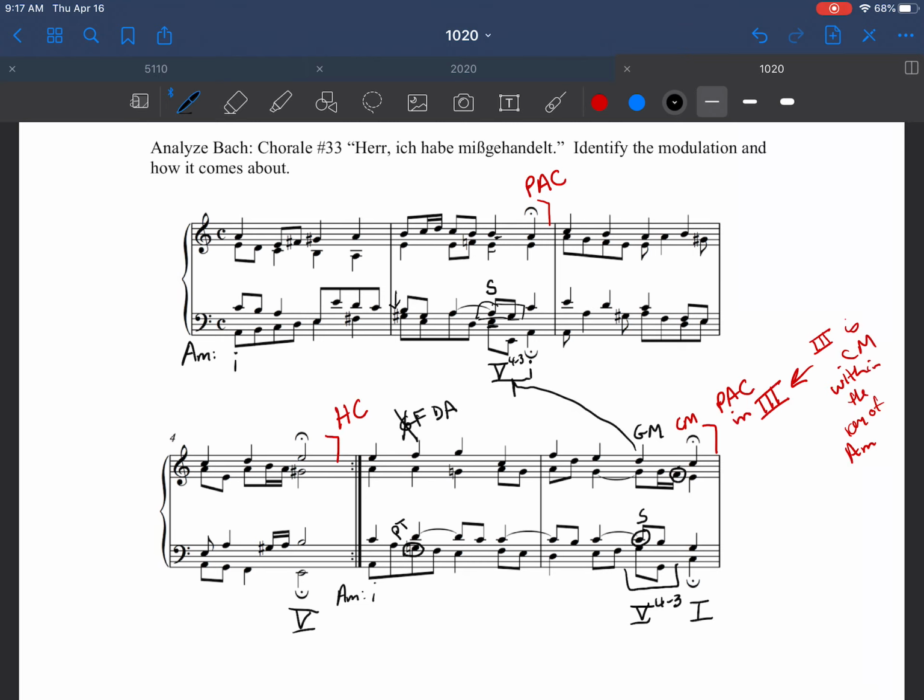D, F, A within the key of A minor is my 4 chord. D is 4 in the key of A, and the F in the bass makes this a first inversion chord.